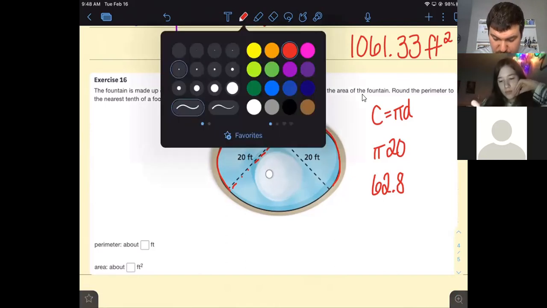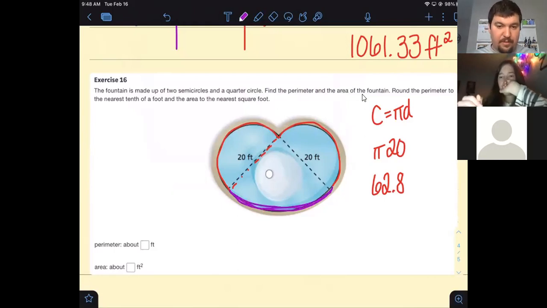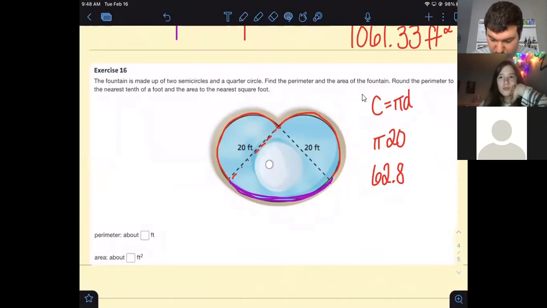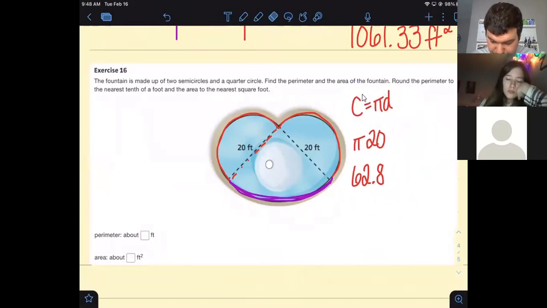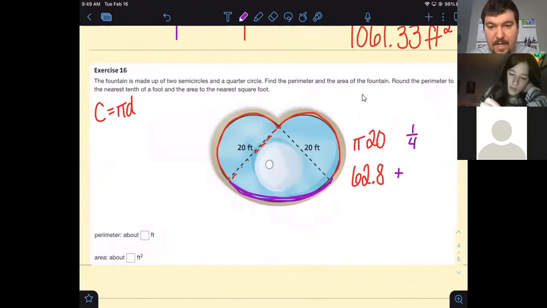Now I have to do the quarter circle part. So I'm going to add this part on. Now, if a semicircle is half a circle, I would take half of a regular circle. A quarter circle is just going to be 1/4 of a circle. Okay, so now I'm going to add that with a quarter circle, which is going to be 1/4 of the circumference formula. And so the circumference formula again is pi times diameter.